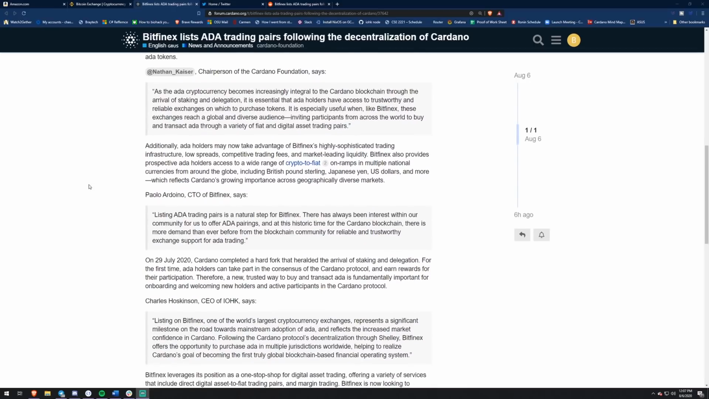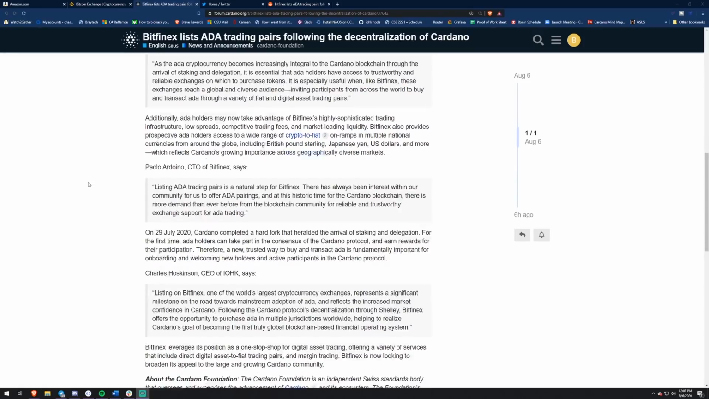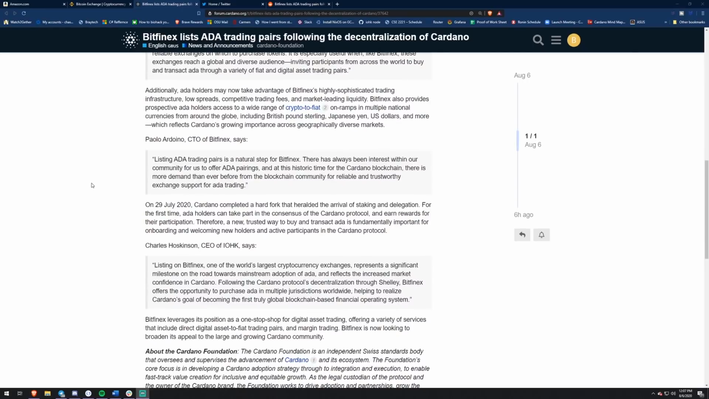Additionally, ADA holders may now take advantage of Bitfinex's highly sophisticated trading infrastructure, low spreads, competitive trading fees, and market-leading liquidity. Bitfinex also provides prospective ADA holders access to a wide range of crypto-to-fiat on-ramps, in multiple national currencies around the globe, including the British pound sterling, the Japanese yen, US dollars, and more, which reflects Cardano's growing importance across geographically diverse markets. The CTO of Bitfinex says listing of ADA trading pairs is a natural step for Bitfinex.